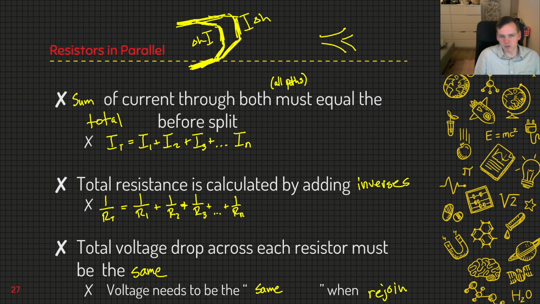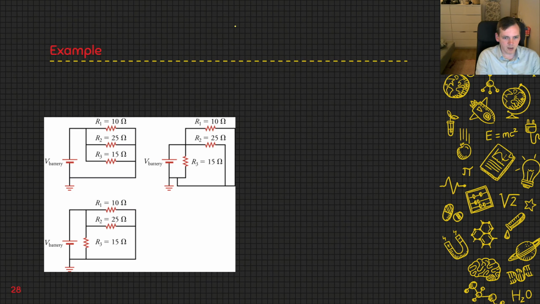So maybe there's a bunch of waterfalls in one and there's only one waterfall in the other. Either way, the voltage drop needs to be the same across each path that you could take. Because again, if we're thinking about water and heights, they can only rejoin if they're at the same voltage. So let's look at an example.